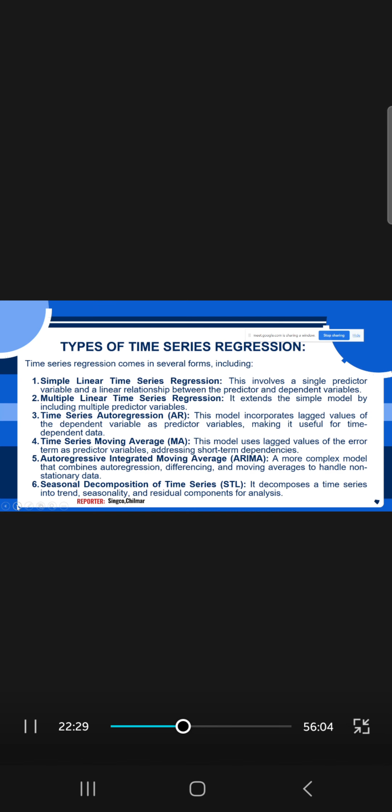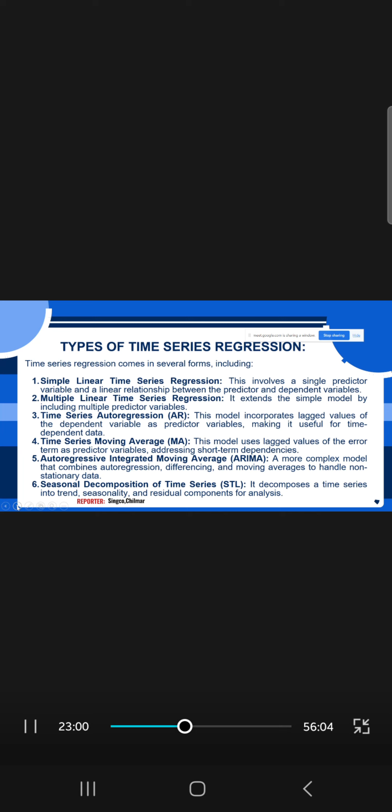So the next topic will be the types of time series regression. Time series regression comes in several forms, including simple linear time series regression, multiple linear time series regression, time series autoregression, time series moving average, autoregressive integrated moving average, and seasonal decomposition of time series.